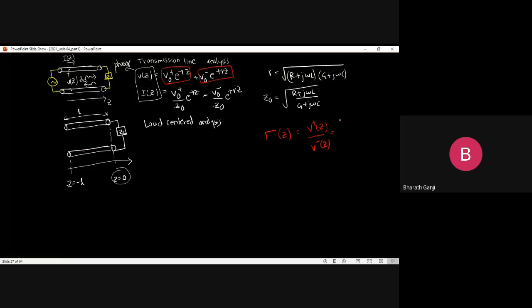When we substituted them, we got an answer like this. The reflection coefficient is the reflected wave divided by the incident wave. So it is the backward wave divided by the forward wave. So it is V naught minus divided by V naught plus into e power plus 2 j.